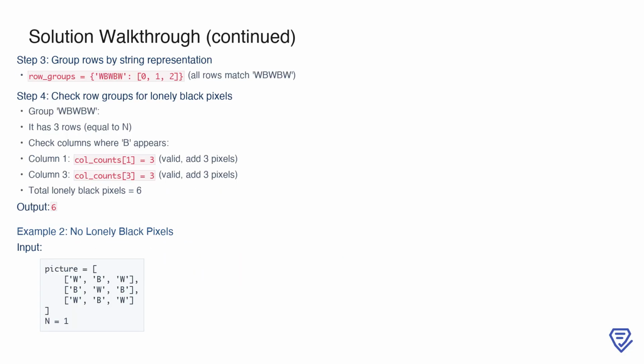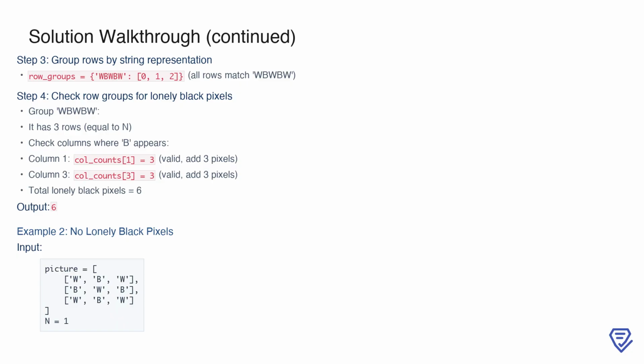After counting the black pixels, we group rows by their string representation. In this example, all rows share the same pattern WBWBW, so we create a dictionary row_groups where the key is the string WBWBW and the value is a list of indices, 0, 1, 2, representing the rows that match this pattern. Now, we need to check these row groups to identify lonely black pixels. For the group WBWBW, there are 3 rows that match the pattern, which is equal to n. This makes the group a valid candidate.